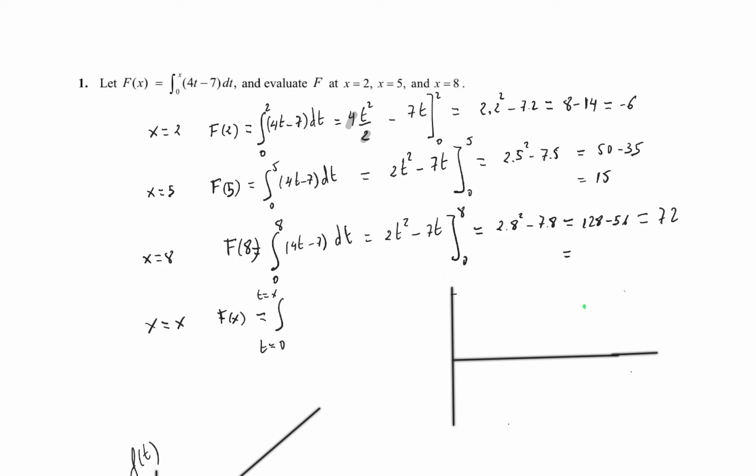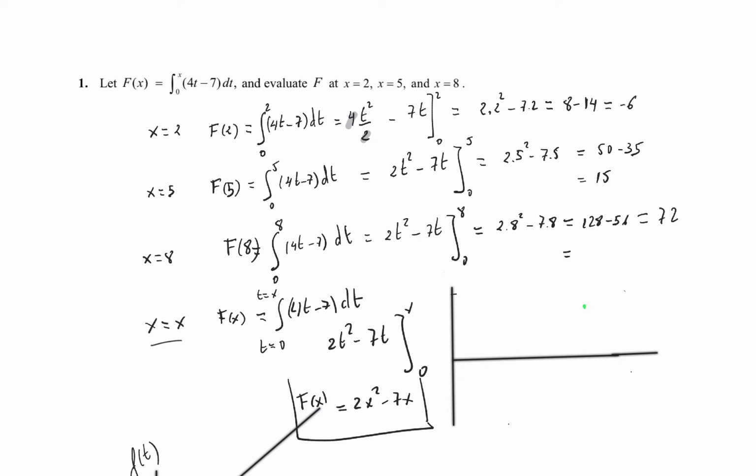And what is it for 0 to x? Well, for 0 to x, F of x is the integral of 4t minus 7 dt. And the integral will be 4t squared divided by 2, 2t squared, minus 7t, evaluated between t equals 0 and t equals x, which will be 2x squared minus 7x. So this is the function F of x.